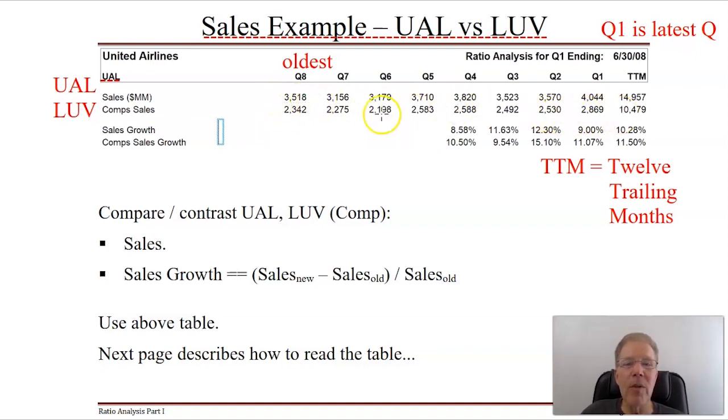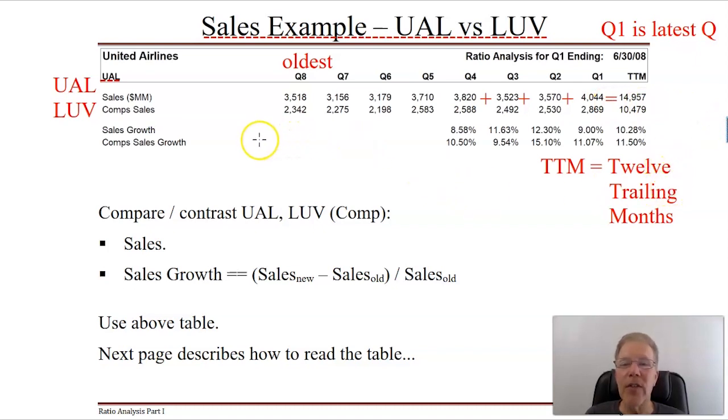We don't have units here. That would have been helpful, but trust me, and don't worry, I'm never going to try and trick you on units in this class. And for LUV, 8 quarters ago, sales were 2.3 billion, and so on. So we have 8 quarters' worth of sales for both of them. And as we all remember from financial accounting, hopefully, the twelve trailing month sales are equal to the last 4 quarters' sales, right? So that's how I got the 14,957. I just added up these four quarters.